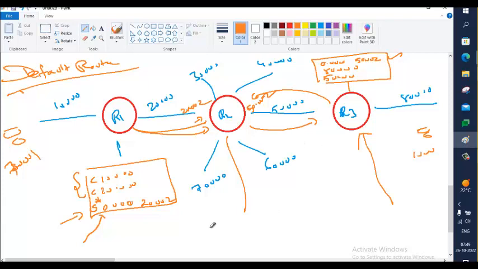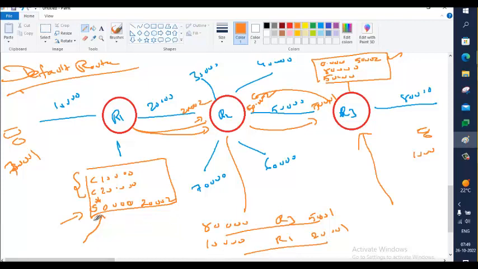So if you are writing a static route, you will say 80 network, go to R3, or you can give the IP address 50001. And if you are going to the 10 network, you will say you need to go via R1, which is 20001. Because they are in different directions, you cannot write a default route.